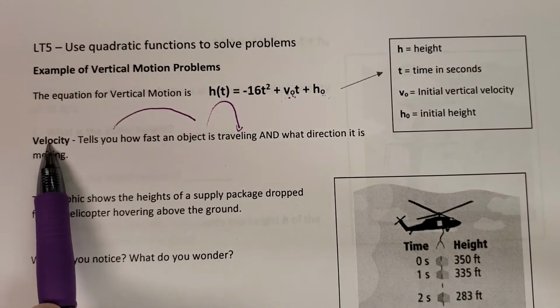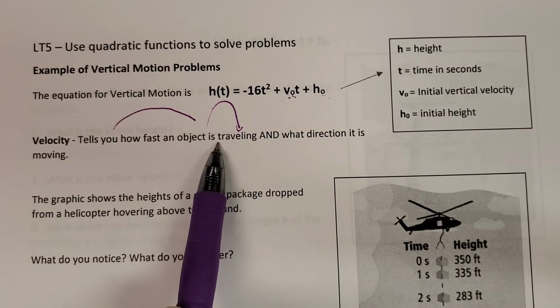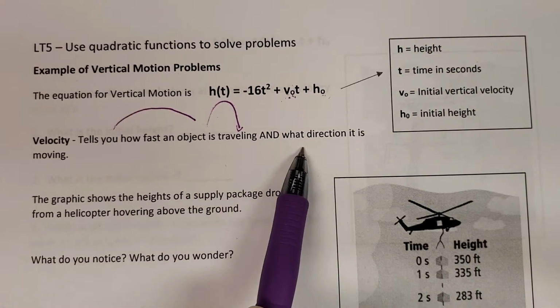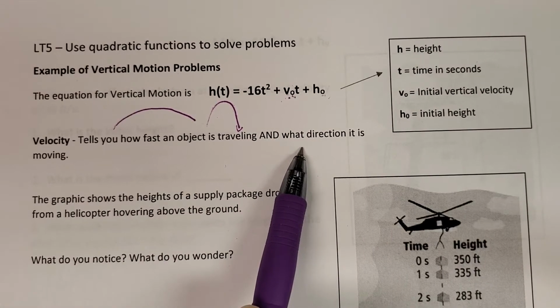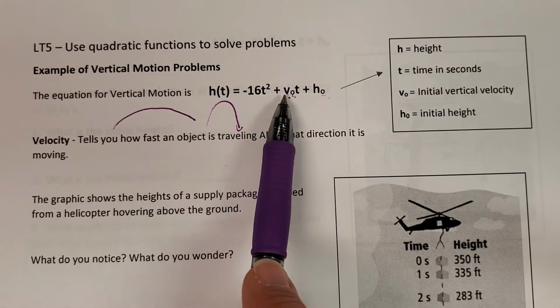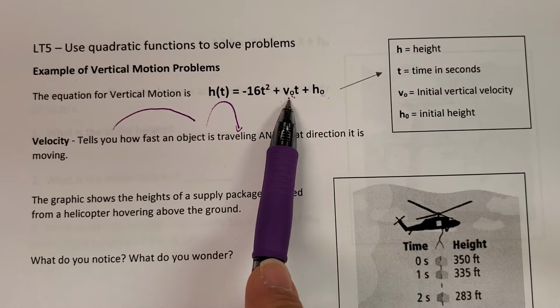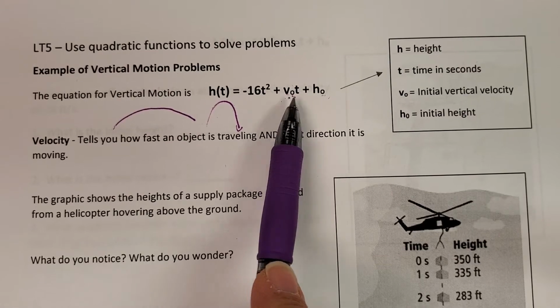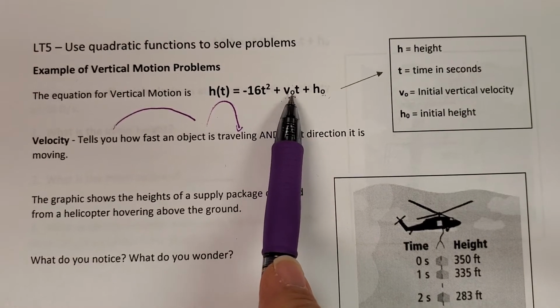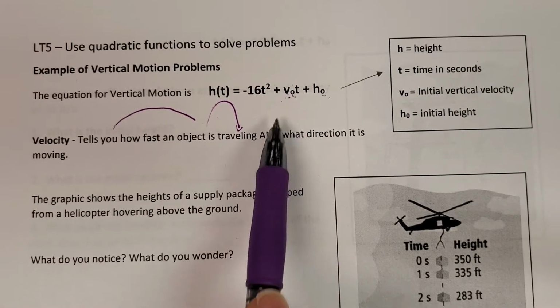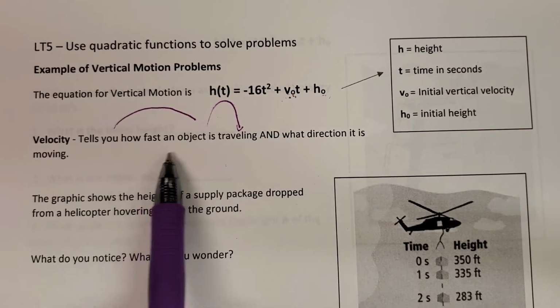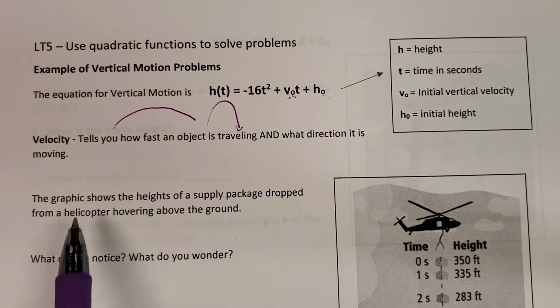So velocity tells you how fast an object is going and also what direction it's moving. We learn in science, it's not just about the speed of something. Velocity is telling you how fast and the direction. So if I was moving down and drop something, this might be negative. But for our purposes, we're always going to have velocity positive.